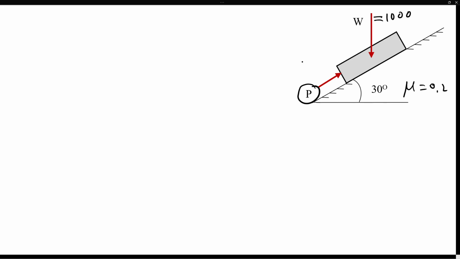So one situation is we're trying to push really hard, and it will almost try to go up. The language used here is called impending motion towards the upward direction. So impending up, about to go up. In that scenario, the friction force is going to act downward along the surface, and the normal force always acts perpendicular to the surface.